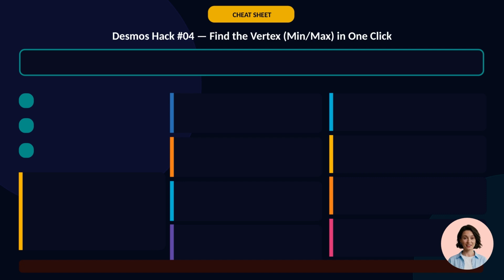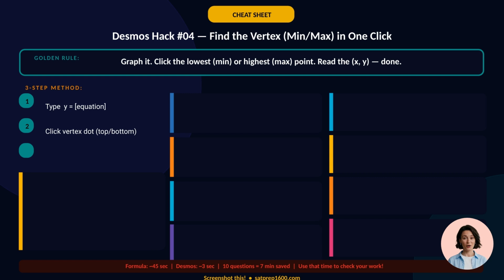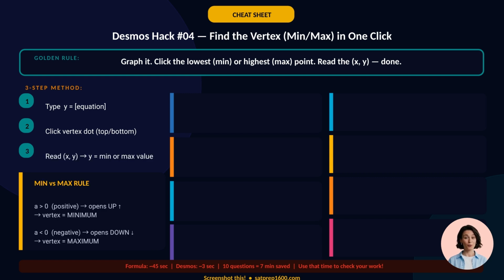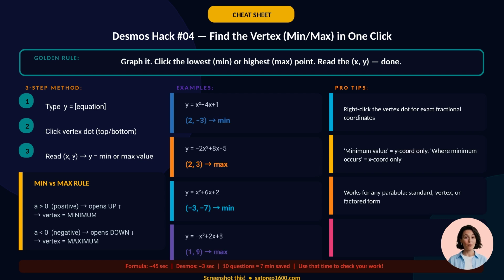Here's your cheat sheet. Screenshot this. Golden rule: graph it, click the lowest or highest point, read the coordinates. If a is positive, it opens up, you want the minimum. If a is negative, it opens down, you want the maximum. Pro tip: right-click the vertex dot for exact fractional coordinates. Works for any form of quadratic: standard, vertex, or factored.